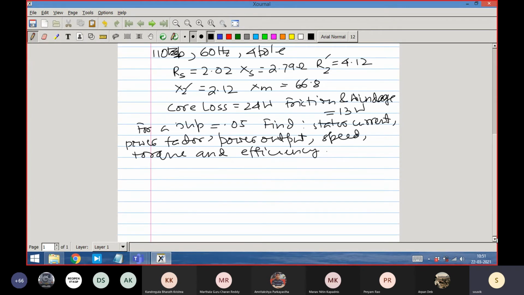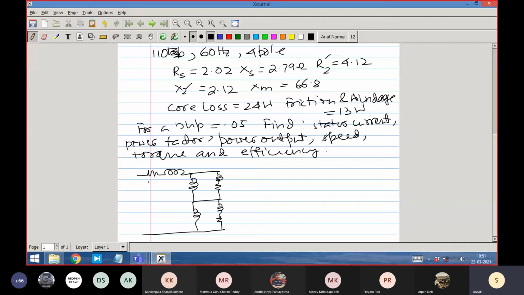So now the approach is somewhat mechanical. Mechanical means we'll just apply formulas. We'll just do our circuit analysis. No concept is required now. So first we will draw our equivalent circuit to clear our mind, and then we'll write this, and then we'll write this, and then we'll write this. This is the equivalent circuit, right? And we know the parameters.